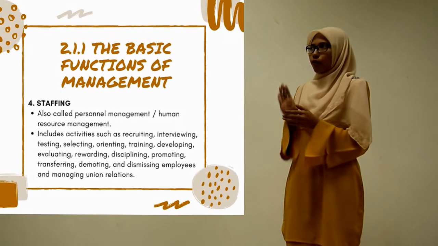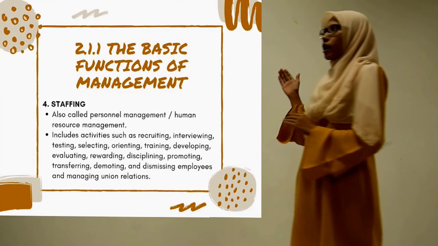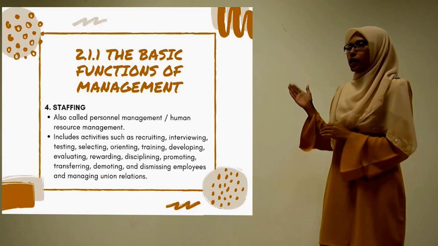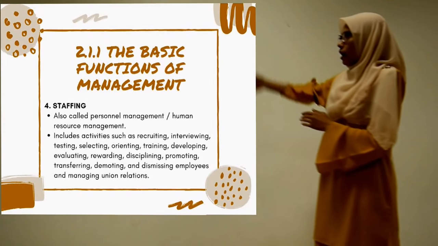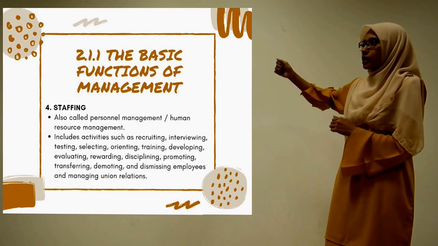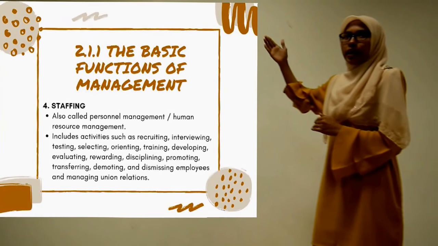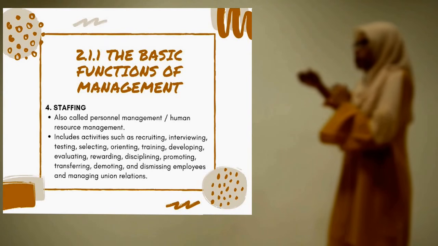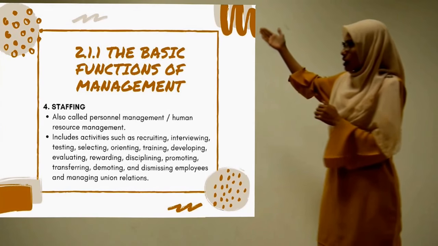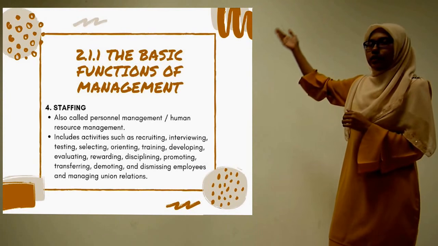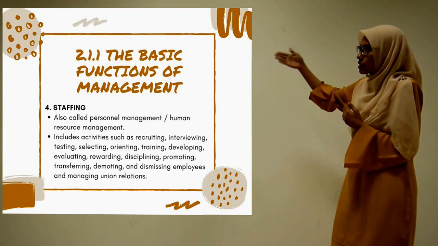Number 4 is staffing. Staffing is known as personnel management or human resource management. These are the list of activities that human resource management does. For example, you can see recruiting, interviewing, testing, selecting, orienting, and so on.